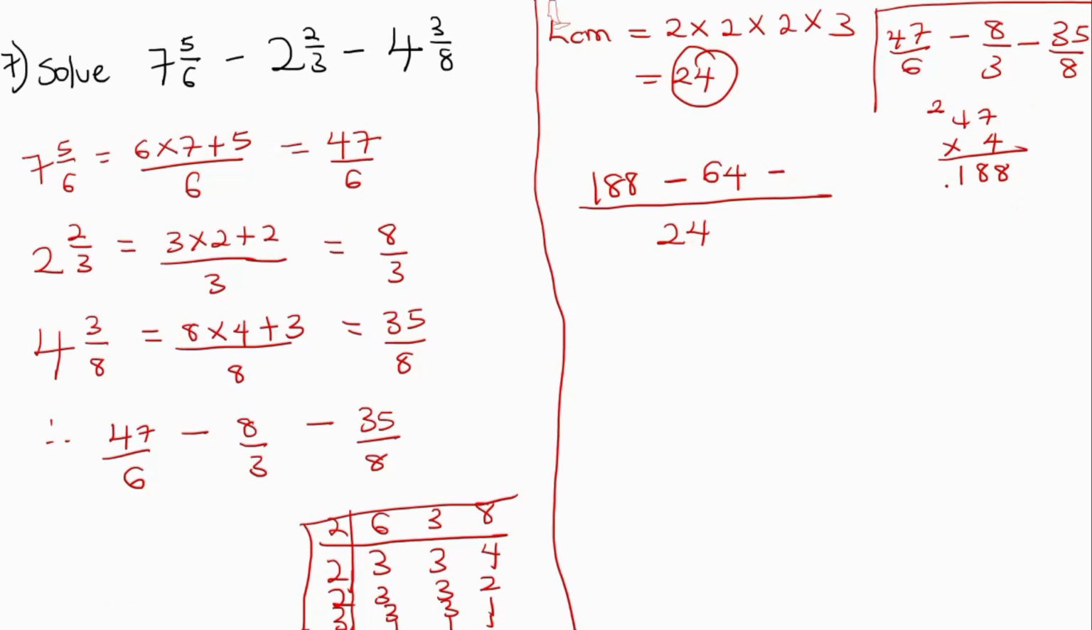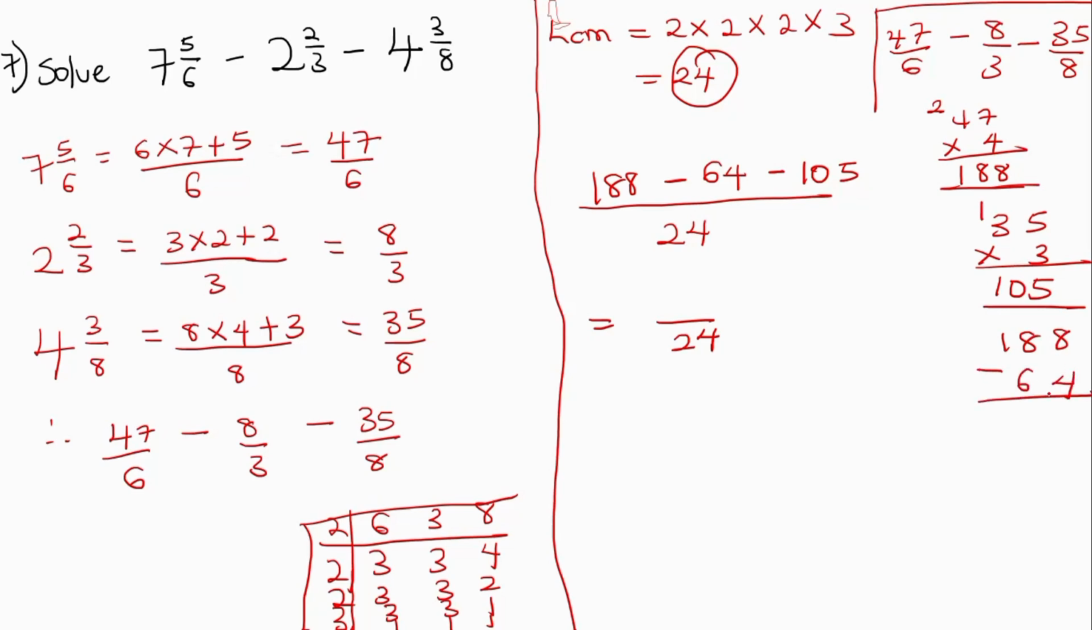So 3 times 35. So let's do this. 35 times 3. 3 times 5 is 15. We carry 1. 3 times 3, 9 plus 1, 10. So this becomes 105. So let's simply subtract this and get our final answer. So starting from this, we have 188 minus 64. 8 minus 4 is 4. 8 minus 6 is 2. 1 minus nothing, we have it to be 1.